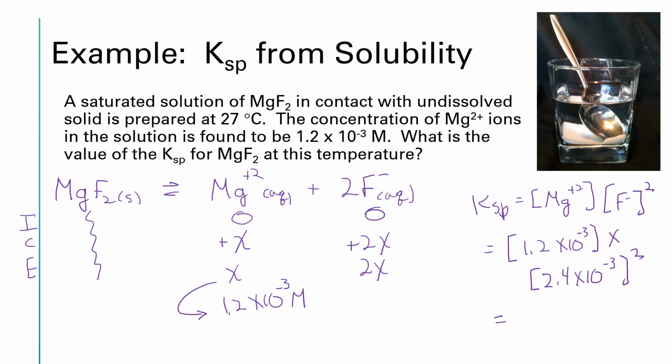1.2 EE negative 3 times 2.4 EE negative 3 squared. And let's move that to scientific notation. I've got 6.9 times 10 to the negative 9 for KSP for magnesium fluoride at this temperature.